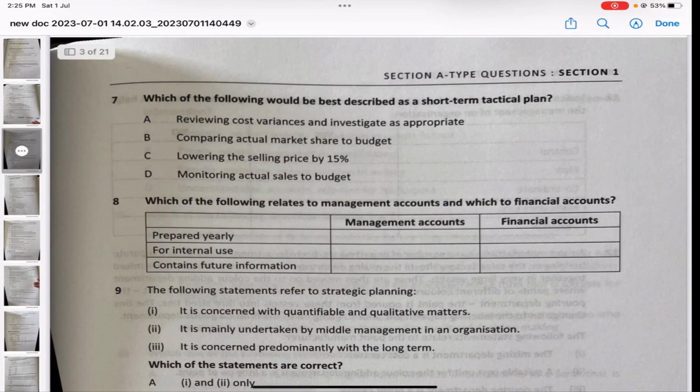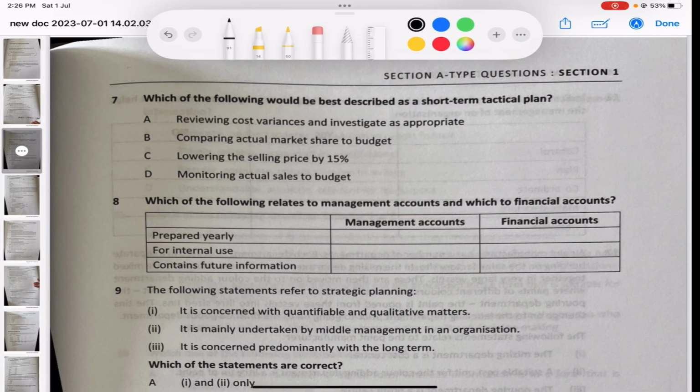Which of the following would be best described as a short-term tactical plan? So a short-term tactical plan, what is that? Tactical is my middle level management, hope you remember that. Reviewing cost variances and investigating as appropriate, comparing actual market share to budget. See, now this is done by the long term people, right? Cost variances and everything, obviously all that is done on a strategic level.